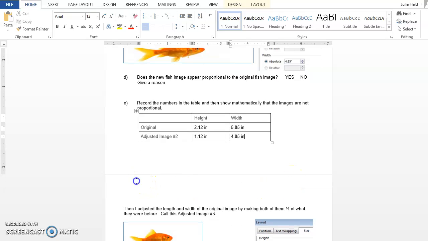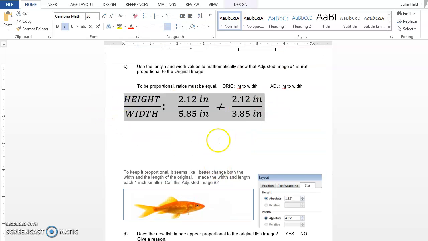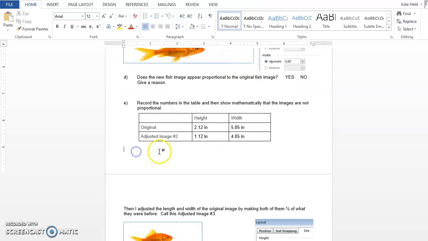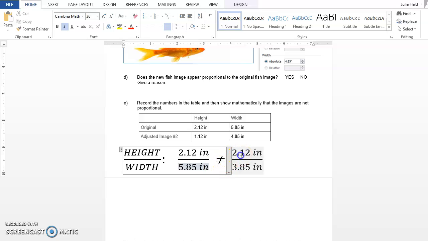So what does the ratio look like? Let's do the math. I'm going to copy my information up here so I can type faster. You should set up the height with ratios. You could also set it up as original compared to adjusted ratios, and maybe we could look at that too. I'll do that second. Let's do this one first. I've got the original fish's height compared to his width. Then the adjusted image's height is 1.12, and this one is 4.85.